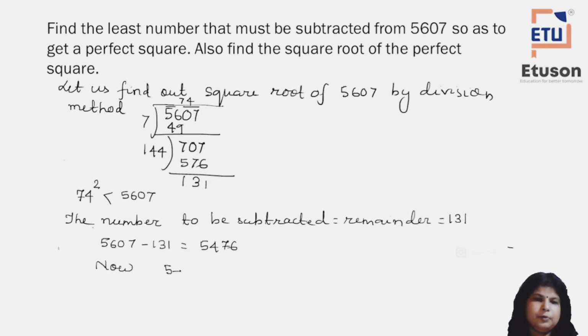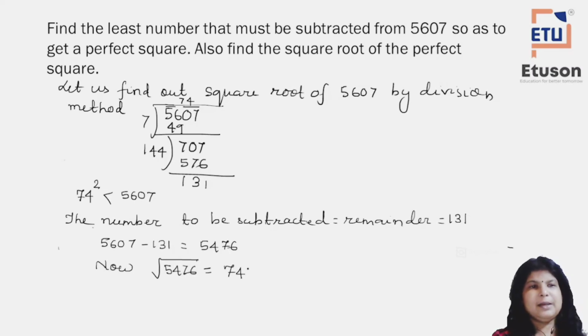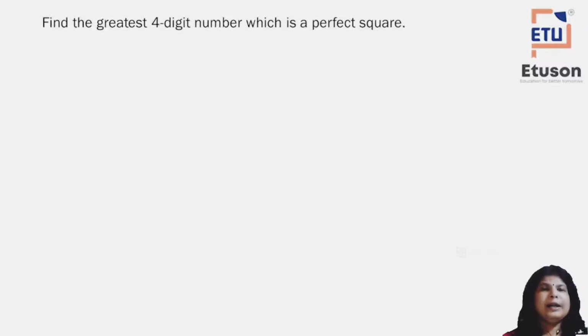Now what is the square root of it? So 5476 square root is nothing but equal to 74. Correct, children? Hope you have understood. Now let us go to another example. Find the greatest 4-digit number which is a perfect square.